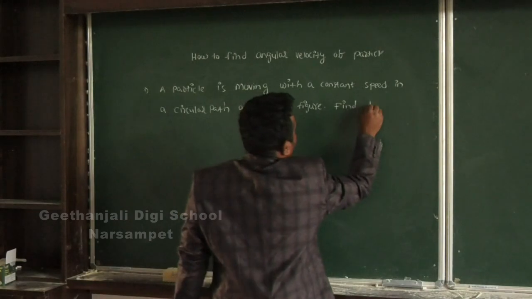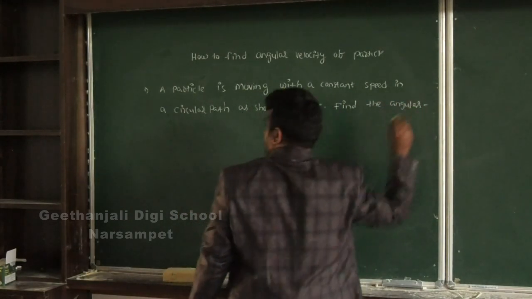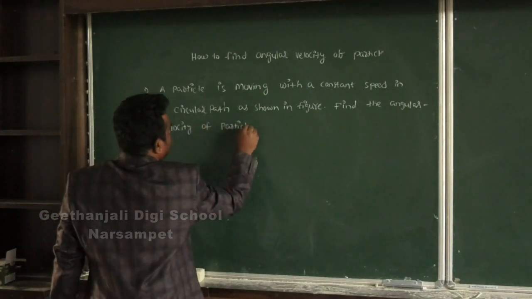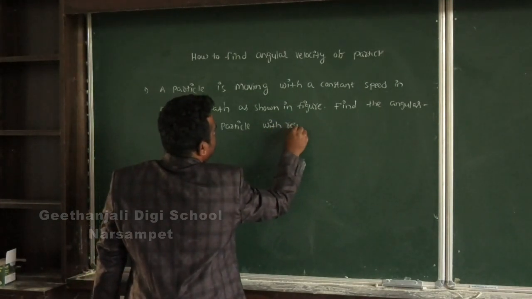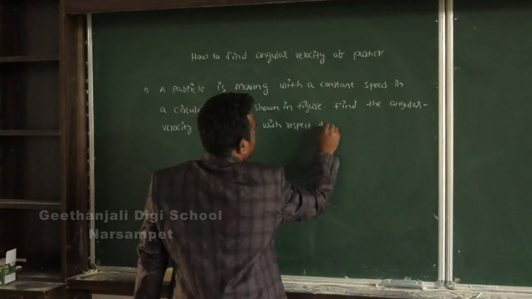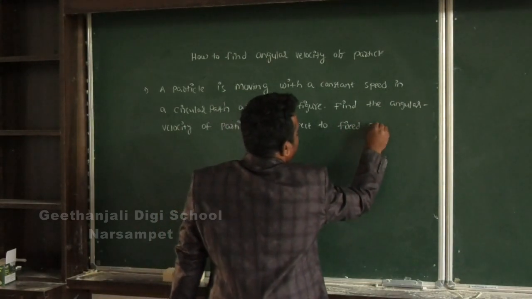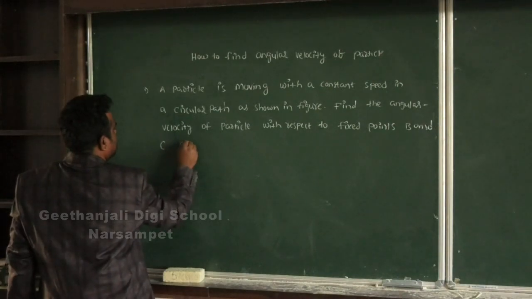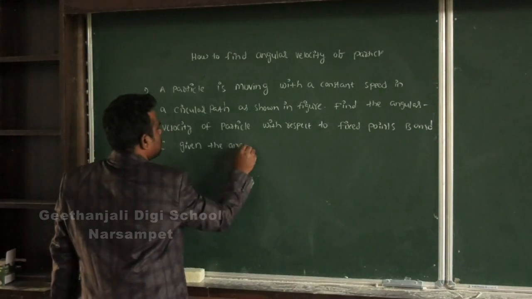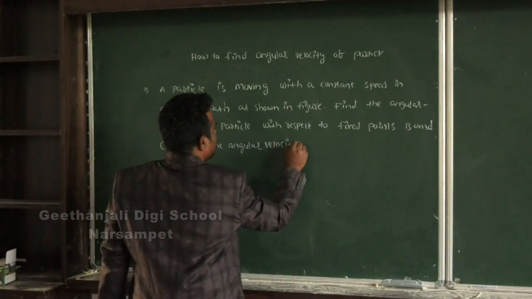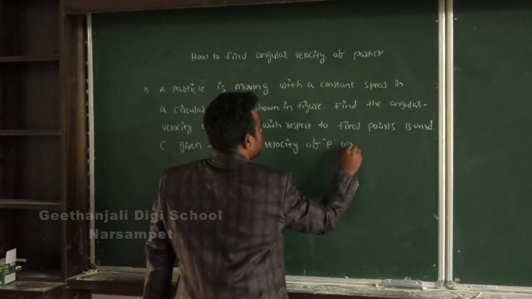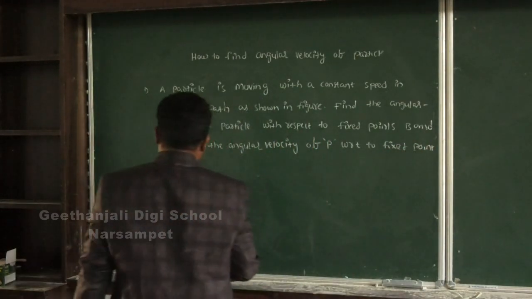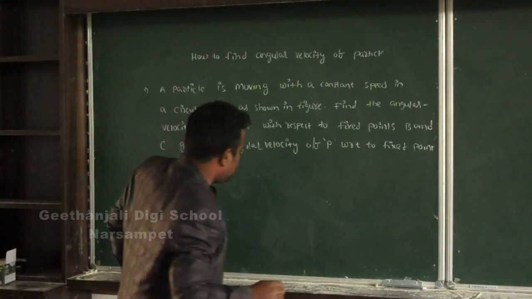Find the angular velocity of a particle with respect to fixed points B and C, given the angular velocity of P with respect to fixed point O is omega. So the diagram is like this.